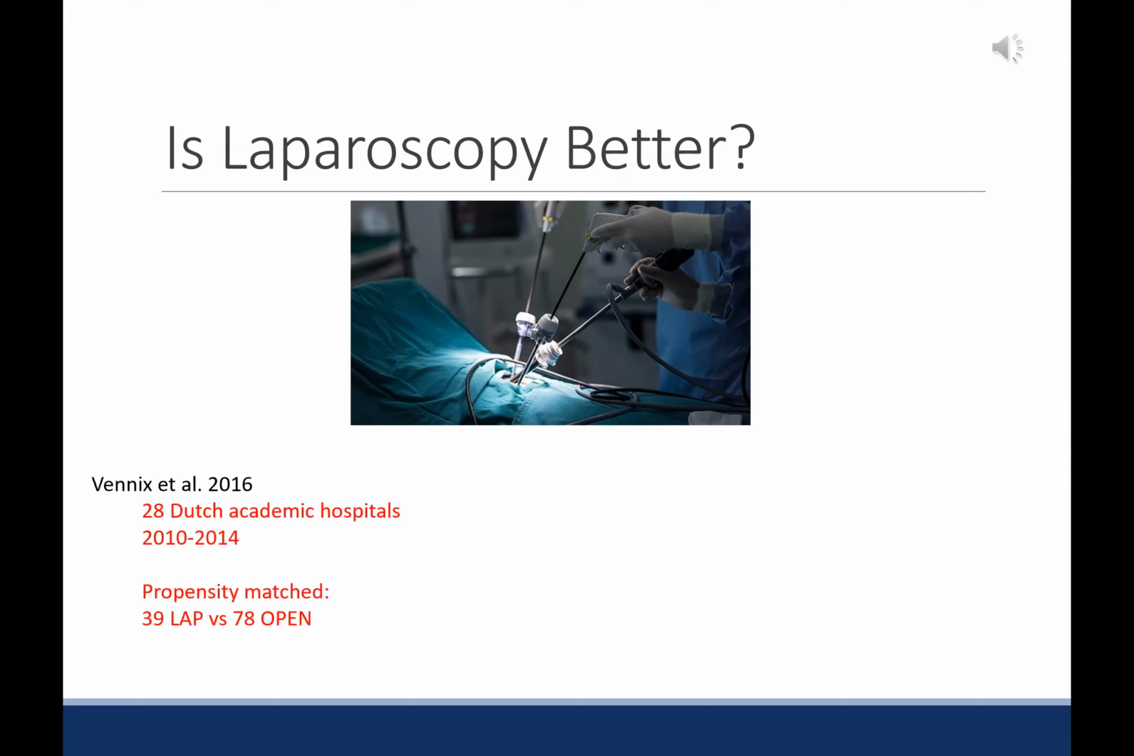Phoenix et al. used data from 28 Dutch hospitals. They propensity matched 2-to-1, 39 laparoscopic cases with 78 open cases. They found decreased length of stay, decreased post-op complications, and decreased stoma rate at 12 months in the laparoscopic group. These are two studies with two results.